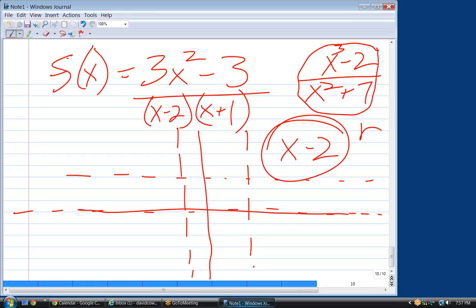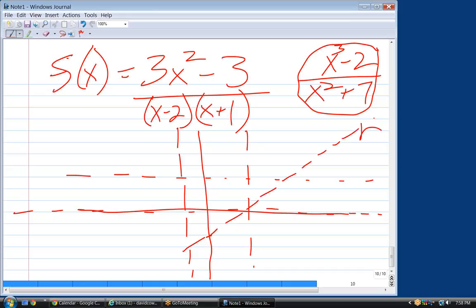I'm not saying it's x minus 2. It's whatever you get when you do the long division. In other words, if I divide x squared plus 7 into x cubed minus 2, I'll get a linear result with some remainder. I don't care about the remainder. The linear result is the equation of the oblique asymptote. In other words, if it was x minus 2, then I would have an oblique asymptote that looked like this.